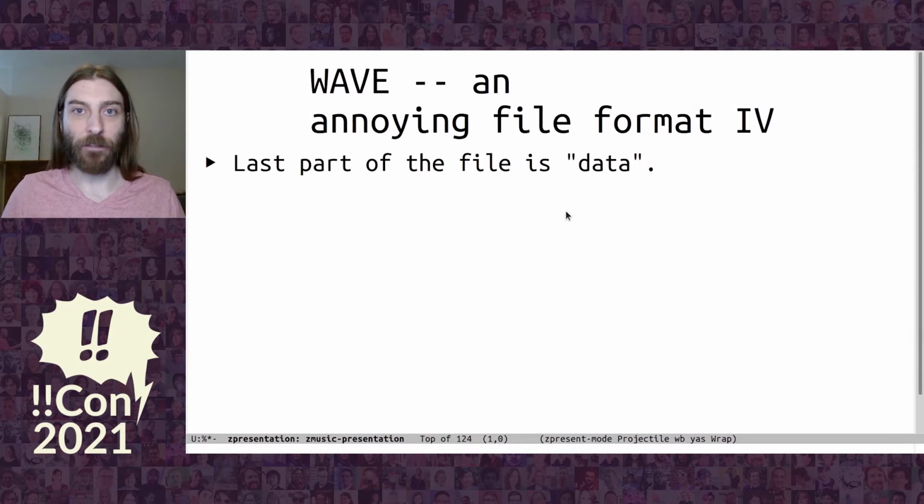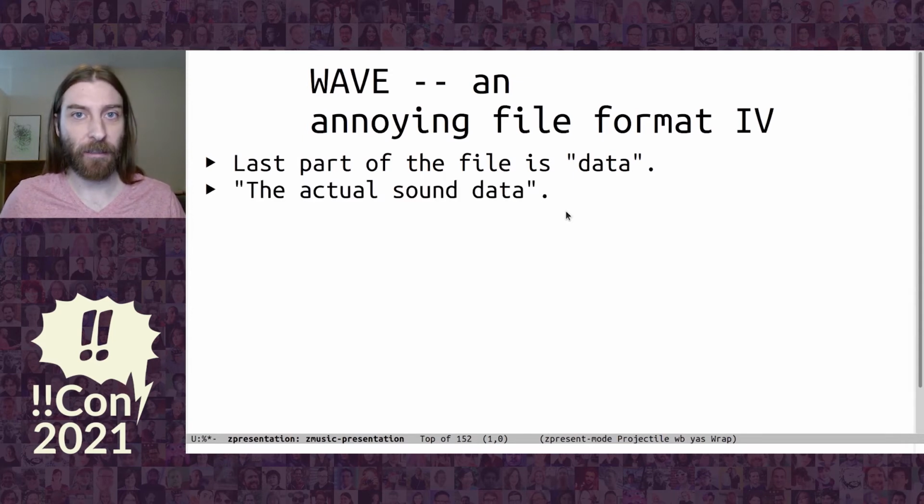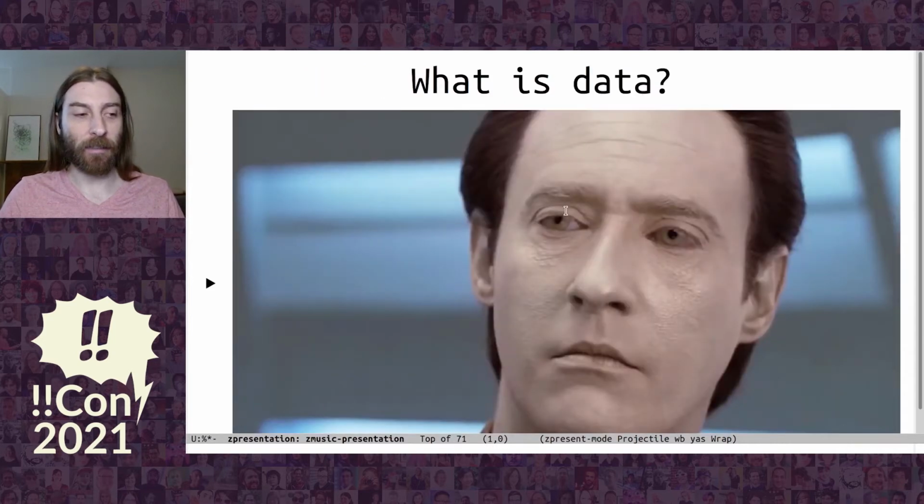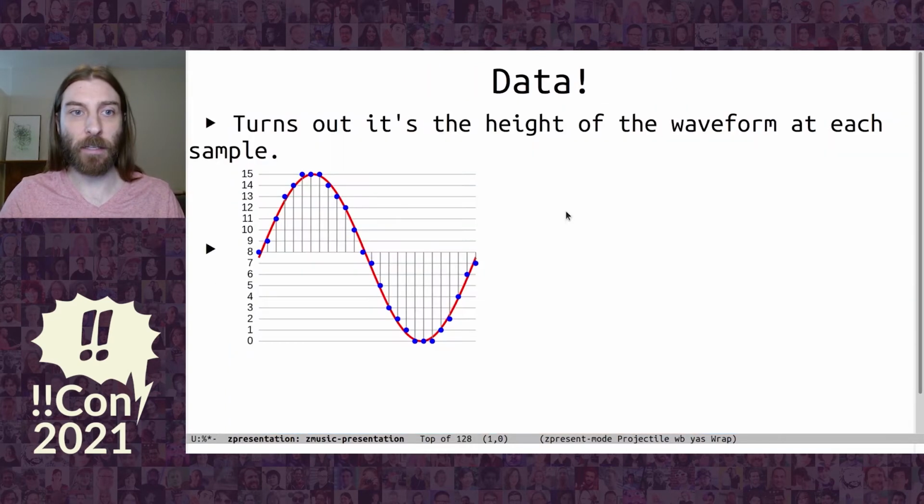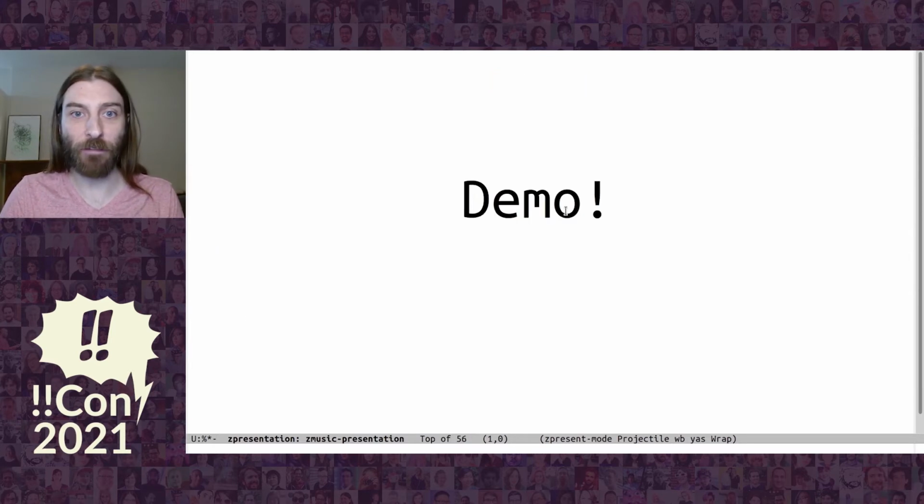So the last part of the file, the biggest part of the file, is data. Or as one website that I found described it, the actual sound data. Now, what is data? I looked more, I found some more descriptions of it, and it turns out that sound is a wave, it's a waveform, and if you just measure the height of that waveform, that's what the data is. So this sample one, it starts at 8, goes 9, 11, 13, 14, 15, then back down. If you just put those numbers in the file, that's all the data is. So great, now we can write a wave file.